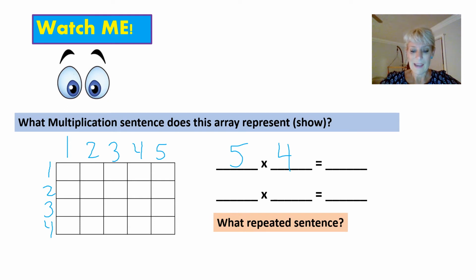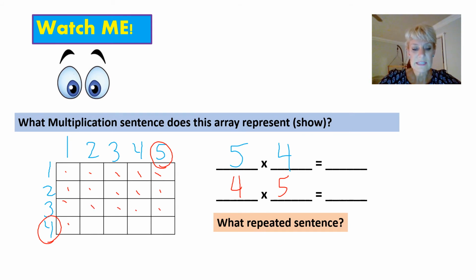All right, now I'm going to go ahead and count those because this is a 4 by 5 or 5 by 4. Either way you can look at it. All right, and that gives me 1, 2, 3, 4, 5, 6, 7, 8, 9, 10, 11, 12, 13, 14, 15, 16, 17, 18, 19, 20. So my product is going to be 20 for both of them.